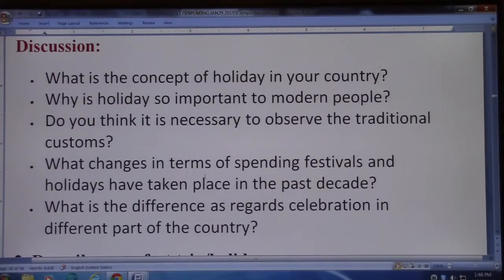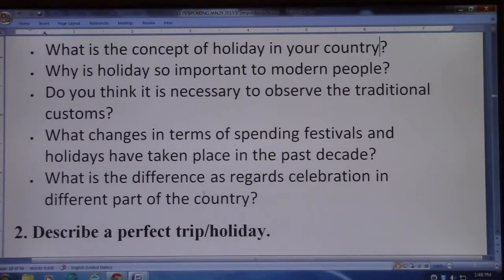What is the difference? What changes in terms of spending festivals and holidays? What is the difference as regards celebration in different parts of the country? In different parts of your country, how do people celebrate? What are different feasts like? What are different celebrations and ceremonies like in your country? Traditions and customs and all that.